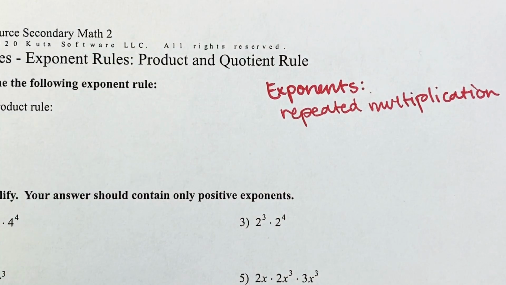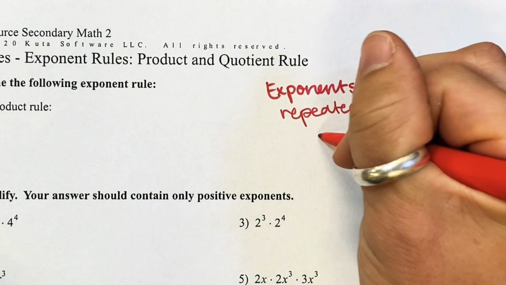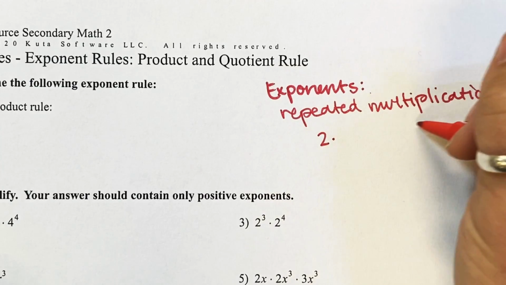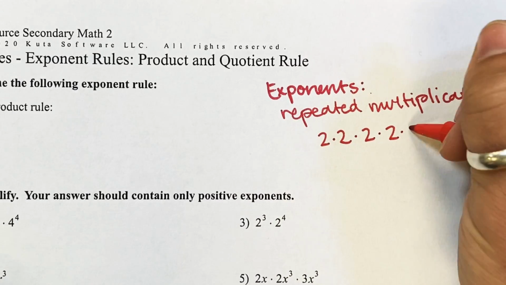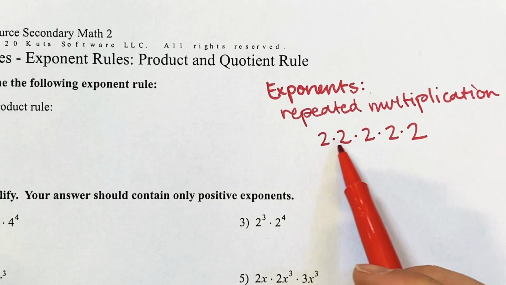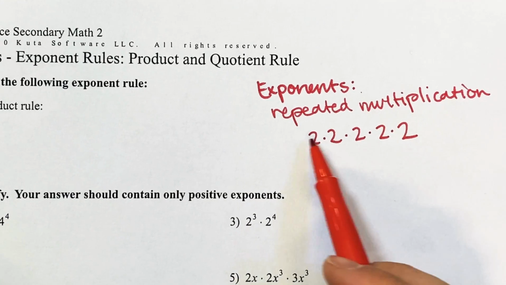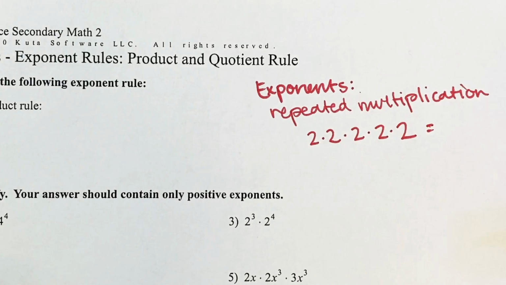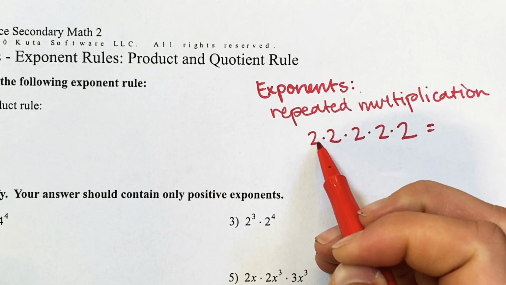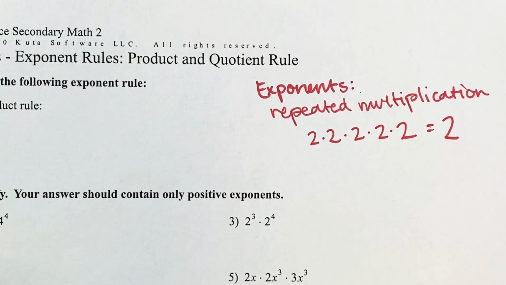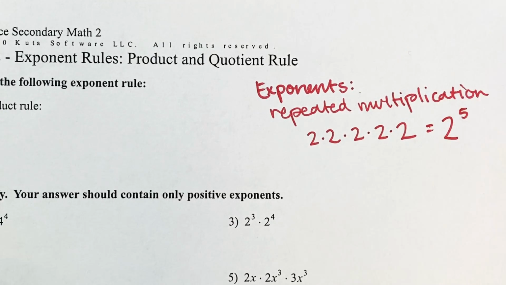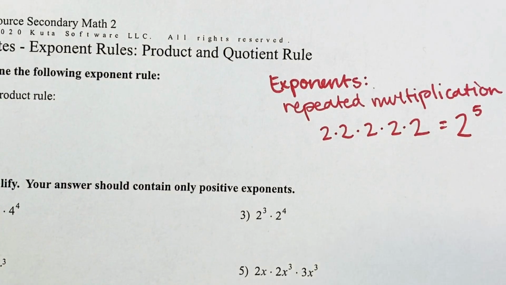Let's take a number, let's say 2, and it's going to multiply by itself: 2 times 2 times 2 times 2 times 2. That's repeated multiplication. How we would write this in exponential form would be 2 to the 1, 2, 3, 4, 5th power. So 2 is then our base to the 5th power.